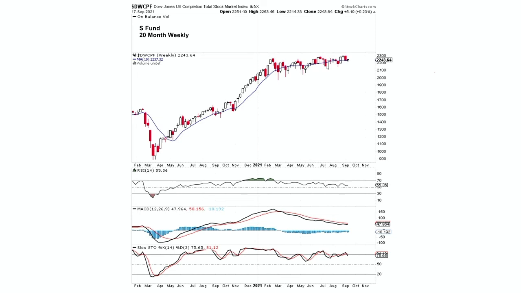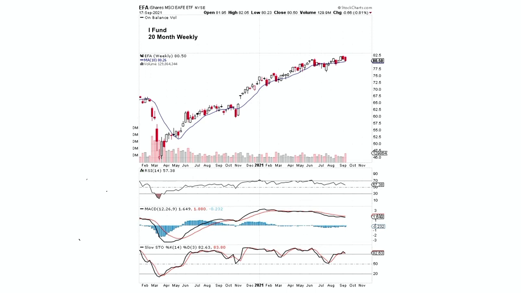Indicators don't look great. Stochastic starting to tend down. MACD has already been going down. RSI is not looking great. The S fund doesn't look all that bad right now, but I wouldn't be buying it if I didn't already own it.